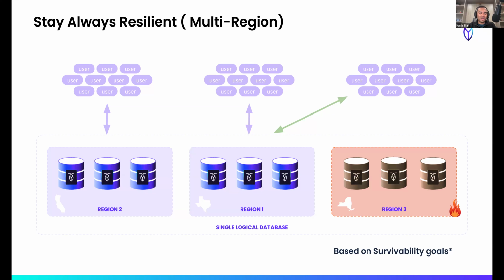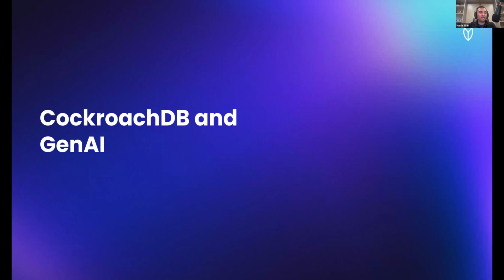So having said that, that's the CockroachDB overview, a crash course, if you may, into what we do. It's high level, but I really want to get into what we're doing in the AI space, especially as a vector data store. I want to dive deeper into that, and that's what I'm going to do next.